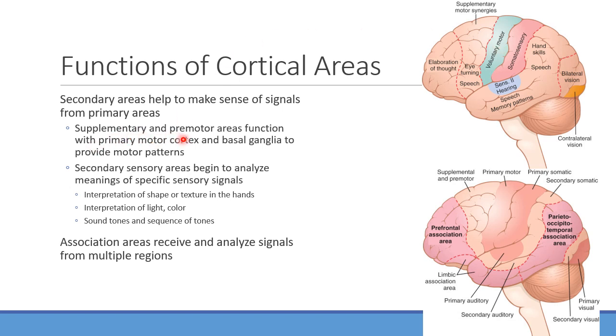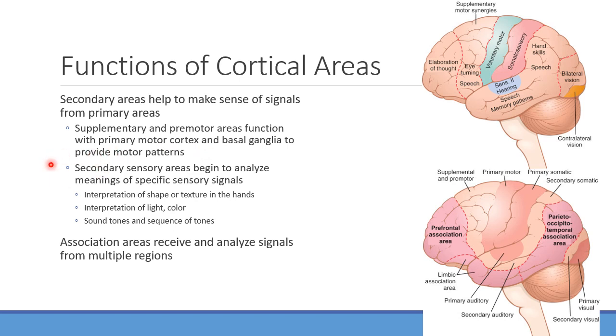For instance, the supplementary and premotor cortexes function along with the basal ganglia to provide those movement patterns, right? So if I need to sequence out, say, 5 or 6 steps of movements in order to get to the elevator and go down to my car, that can occur there, and this communication is really important.